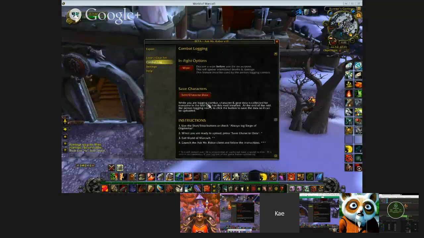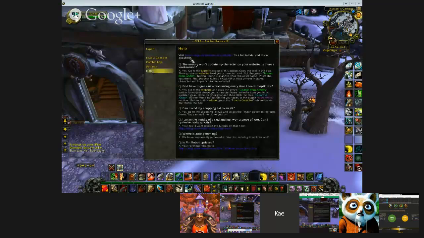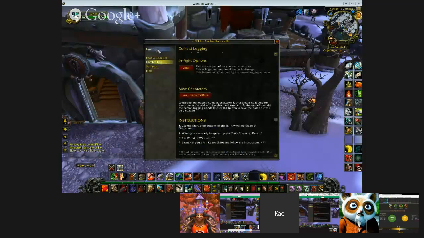What that'll do is save a log in your files for World of Warcraft. And then you would go to the desktop app and open it up, and that's how you upload the character log all the way up to Ask Mr. Robot. So it's pretty quick, pretty easy. They have some help here to help you figure this out. So they do a nice job.